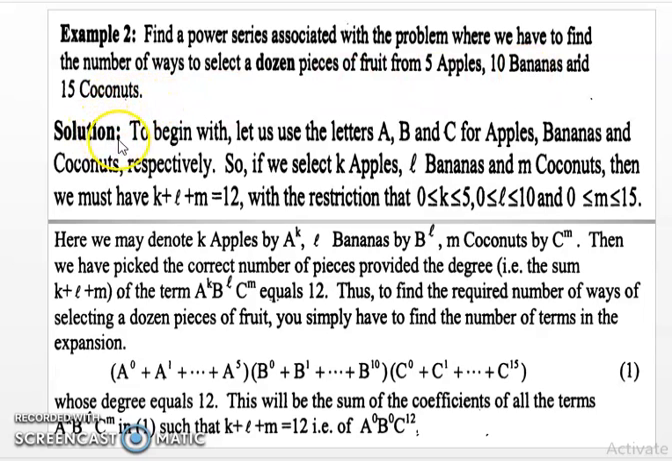To solve this problem, let us consider the letters A, B, C for apples, bananas and coconuts respectively. If we select K apples, L bananas and M coconuts, then we must have K plus L plus M, the total fruits, equal to a dozen, that is 12. With the restriction that we can select apples from 0 to 5, bananas from 0 to 10, and coconuts from 0 to 15.